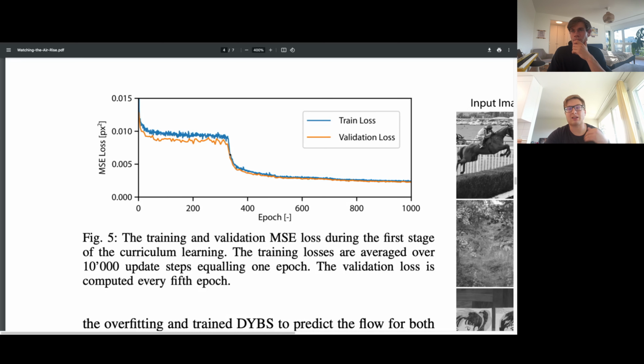And then afterwards we did some refinement steps where we let this pre-trained network learn on the full data sets. So with all the different flow types that we have, and all the different natural backgrounds that we collected, and then we let it train for another, I think, 1,000 or 2,000 epochs, just to refine and also overfit to this much richer data set.